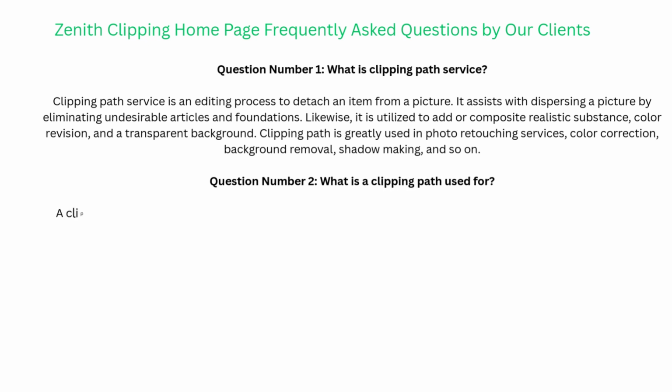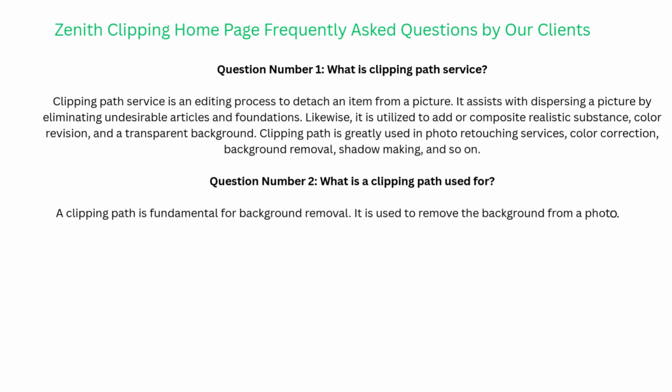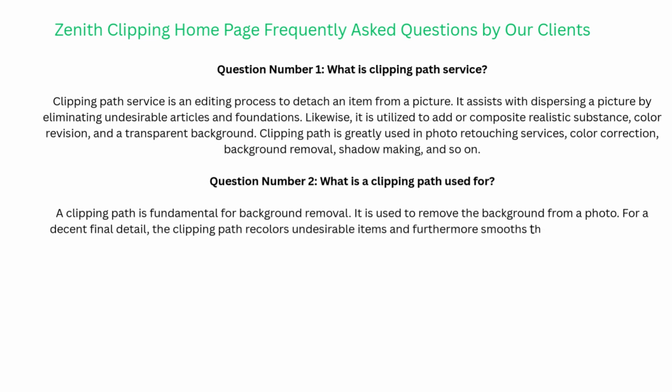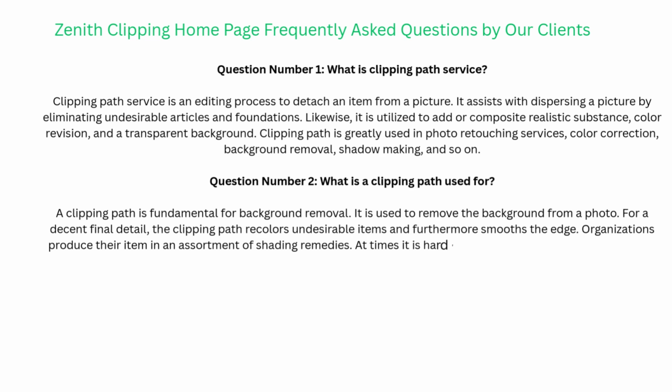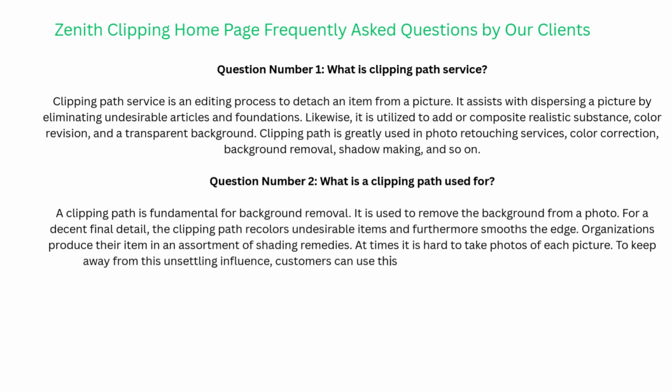Question number 2. What is a clipping path used for? A clipping path is fundamental for background removal. It is used to remove the background from a photo. For a decent final detail, the clipping path recolors undesirable items and furthermore smooths the edge. Organizations produce their item in an assortment of shading remedies. At times it is hard to take photos of each picture. To keep away from this unsettling influence, customers can use this service for substitution tones in pictures.